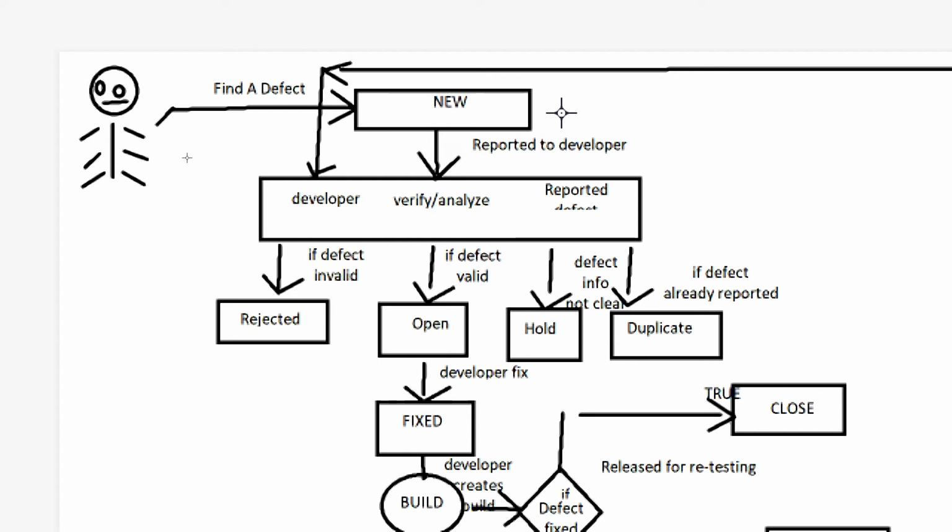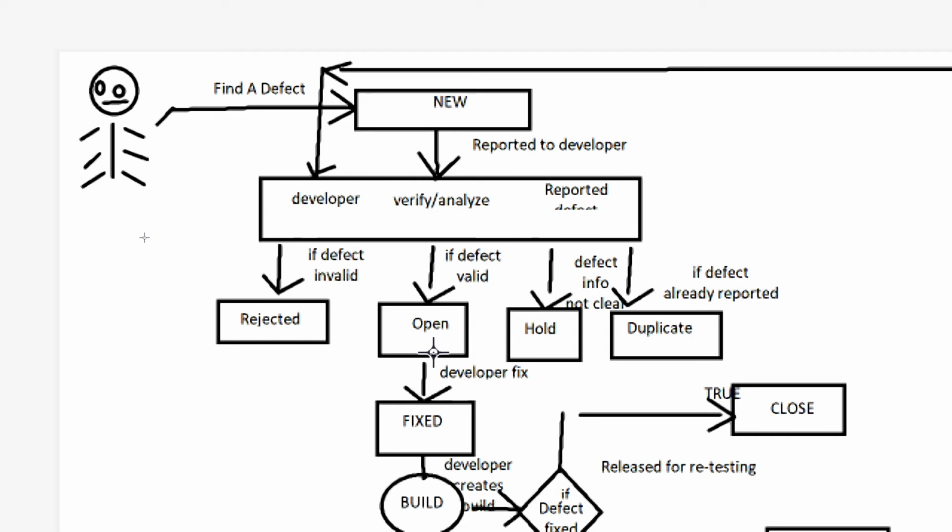Then the developer will verify and analyze the defect which we reported, and start working on it. After verifying and analyzing, if the defect is valid, he will change the status to open in his environment. Once the developer starts working on it and finds a solution, he is going to change the status to fixed.